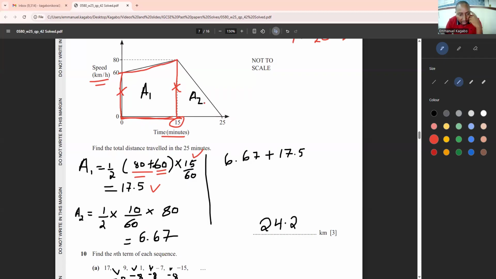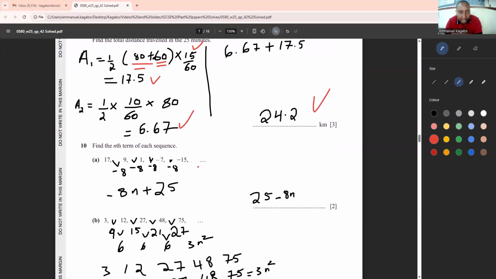The next one is a triangle, which is going to be the height of your triangle, which is 80, times the base, which is 25 minus 15, which gives you 10. And then you do 1 over 2 times the height, which is 10 but divided by 6 to convert into hours. And then when you multiply, you get that. So the total distance in kilometers is that one. Okay? I hope you have understood that.